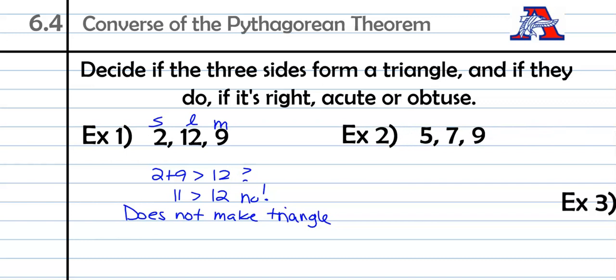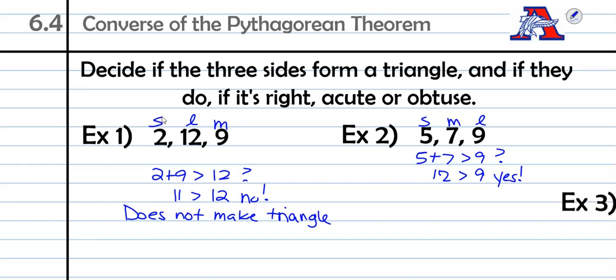All right, example 2: 5, 7, and 9. This one is in order, which is nice. We have small, medium, and large, so we can go ahead and check it. 5 plus 7 bigger than 9. 5 plus 7 would be 12, and 12 is definitely bigger than 9. So yes, it does make a triangle, so we can continue with the converse of the Pythagorean theorem.